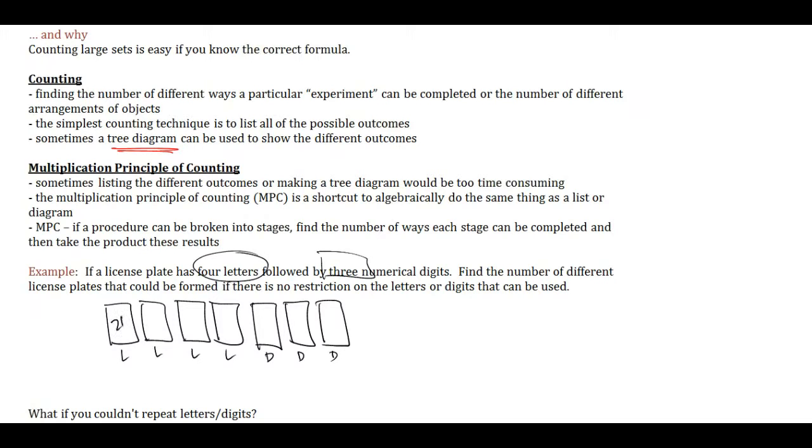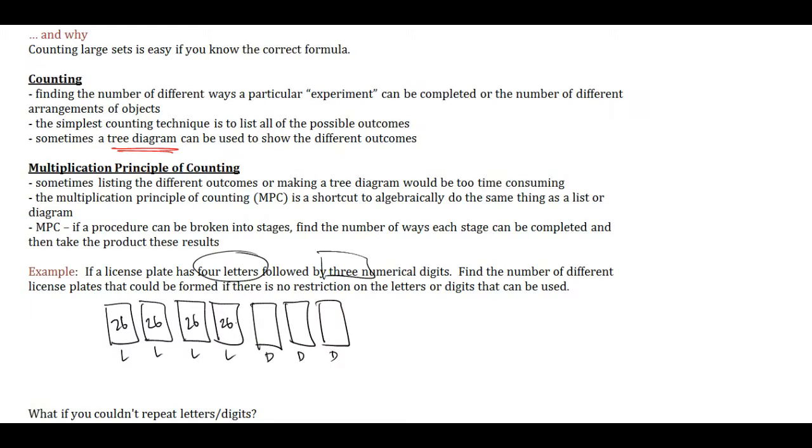There are 26 letters in the alphabet. There's no restrictions on the letters. So after you picked your letter, maybe M for math, your next letter, you have 26 options again. And then your next letter, you have 26 options again. And then your next letter, you have 26 options again. Now that's how many different ways you could have letters.